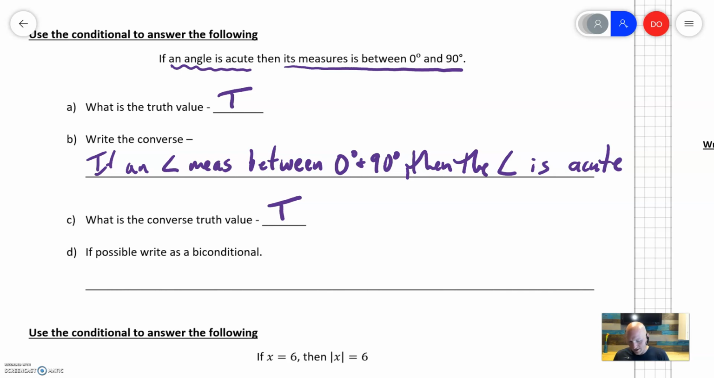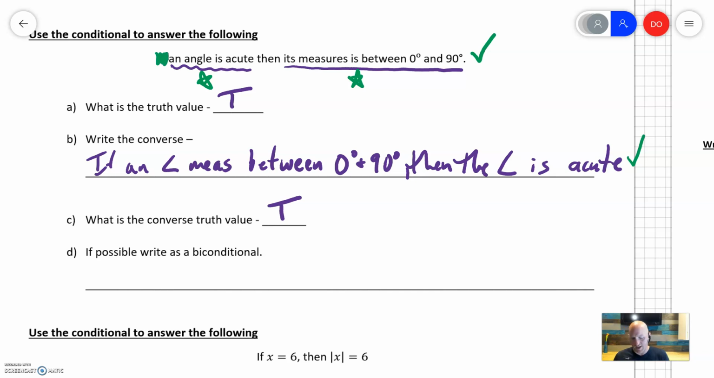So if we come across a scenario where the original conditional is true and its converse is true, what we've just developed is the definition for this term acute angle. So we can now write this as a biconditional. Now it doesn't matter which one of these parts, whether you want to write the hypothesis first or the conclusion first, it's completely irrelevant. You just know that you're separating both of these ideas with an if and only if.